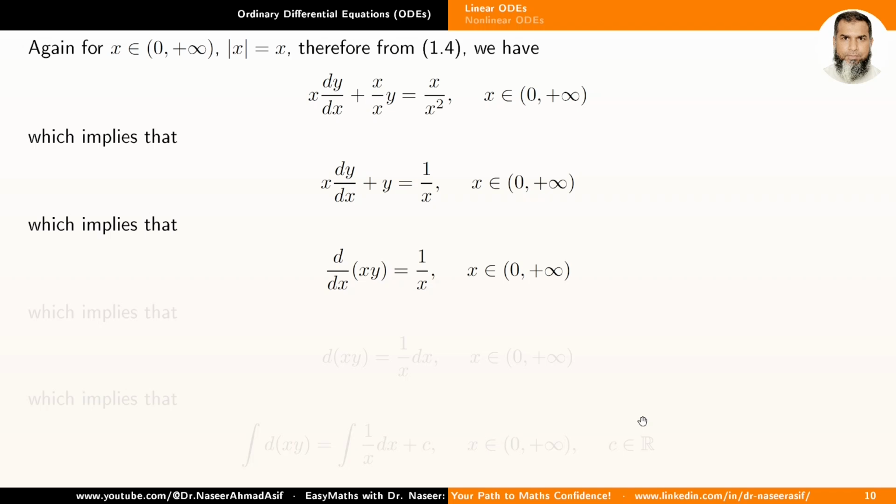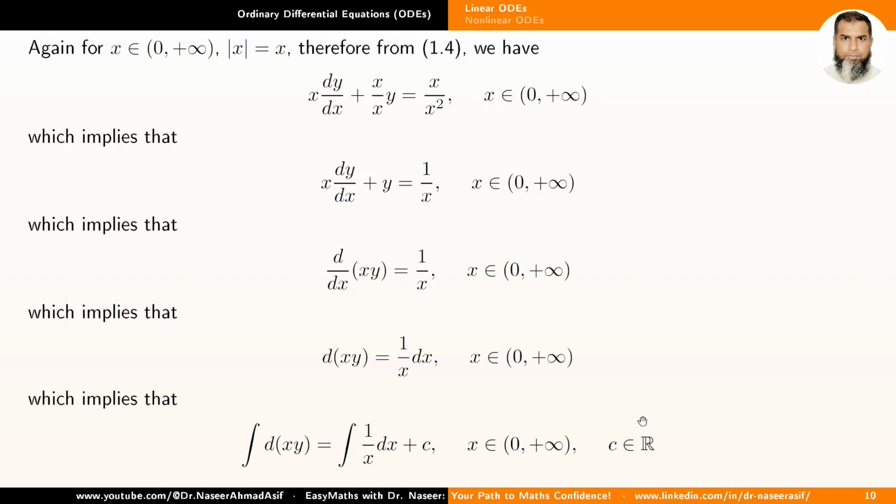So d by dx of xy is equal to 1 over x, where x belongs to the open interval 0 to plus infinity. Well, this can be expressed as d of xy is equal to 1 by x dx, where x belongs to the open interval 0 to plus infinity. Just taking integral, we have integral of d of xy is equal to integral of 1 by x dx plus c, where x belongs to the open interval 0 to plus infinity and c is the arbitrary constant.